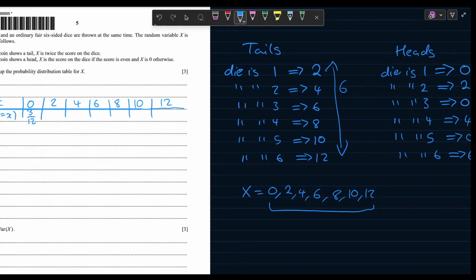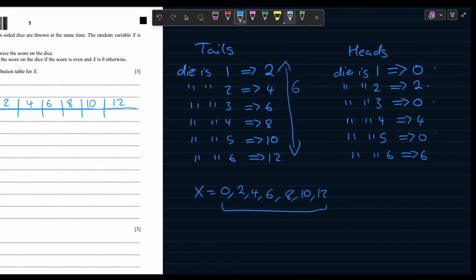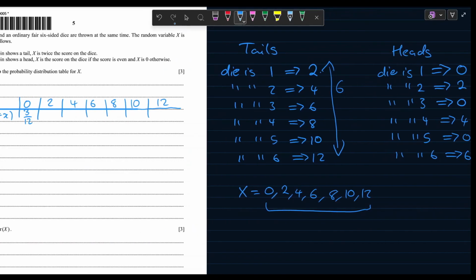And then twos, we've got a 2 here. So 1 and 2. So 2 out of 12. And then fours, we've got 1, 2. So it's also 2 out of 12. Sixes, we've got 1, 2. That's also 2 out of 12. Eights, we've got 1. So 1 out of 12. 10, we've got 1, 1 out of 12. And then 12, we've got 1, 1 out of 12.